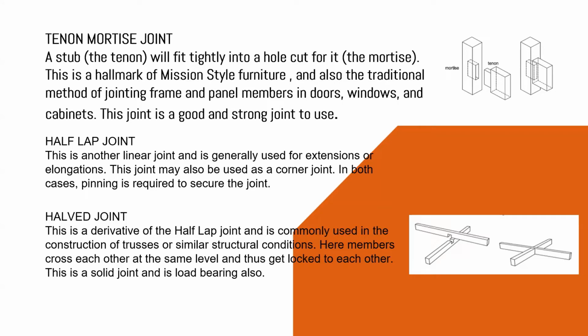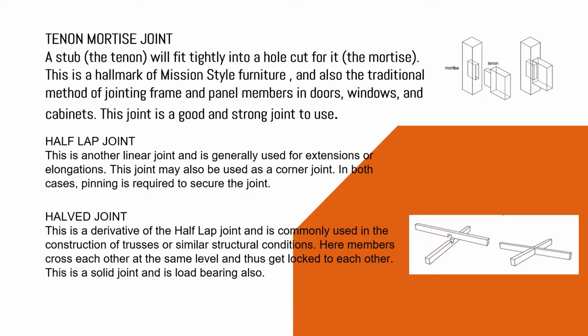Half lap joint. This is another linear joint and is generally used for extension or elongation. This joint may also be used as a corner joint. In both cases, pinning is required to secure the joint.